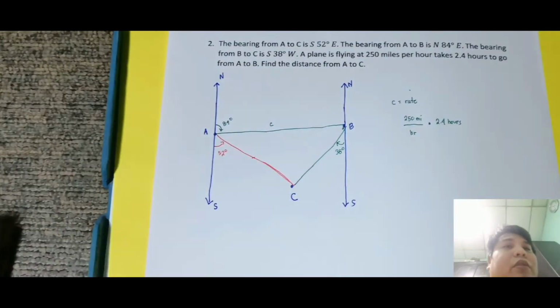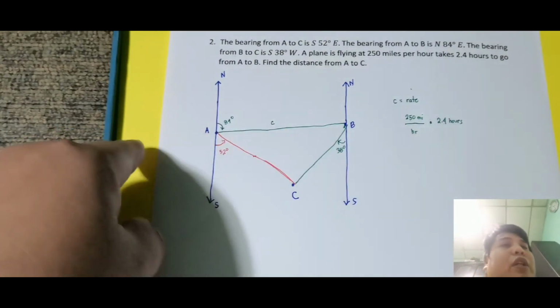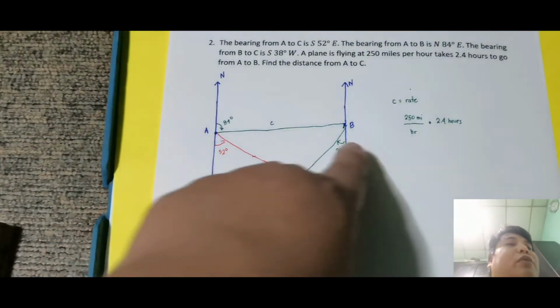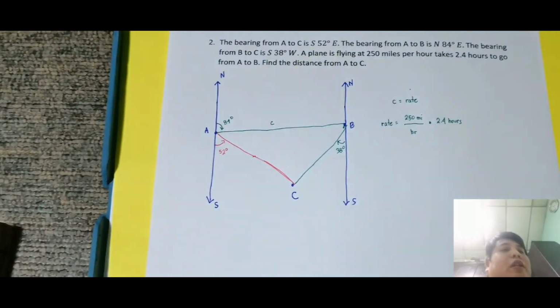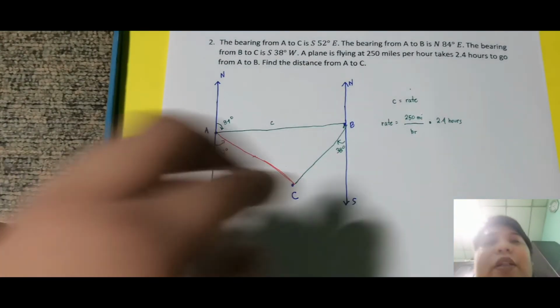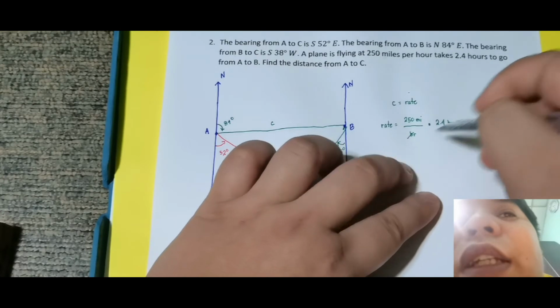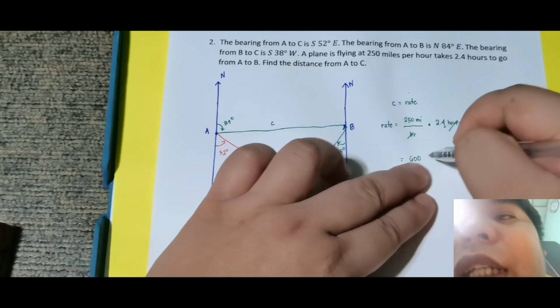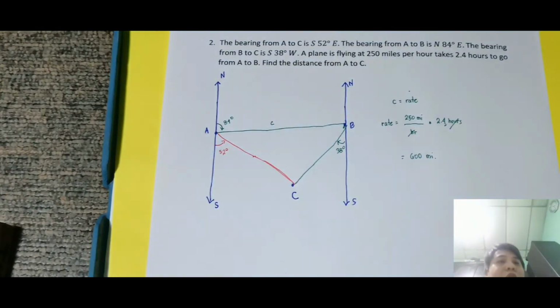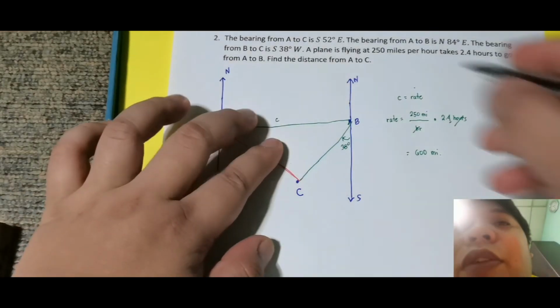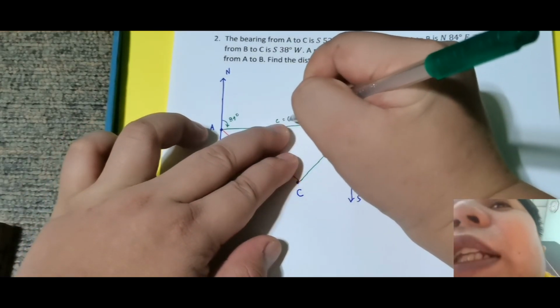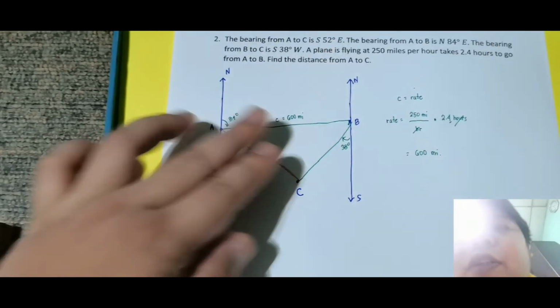Ngayon, it takes 2.4 hours to go from A to B. So, from A to B, 2.4 hours para matapos niya. Tapos yan yung rate. Ngayon, para makuha natin yung mismong distance, rate is simply equal sa 250 miles per hour times 2.4 hours. So, cancel. Then, therefore, this is 600 miles yata. So, check ko sa calcul. 250 times 2.4. Tama, that is 600. Okay, so na-complete na sir. So, meaning, yung distance from A to B is 600 miles. Doon siya kalayo.